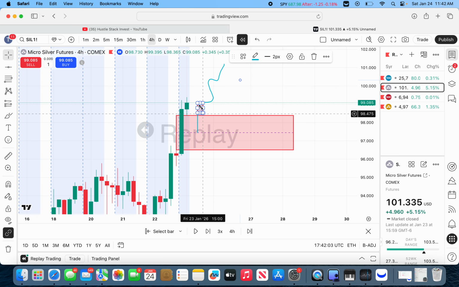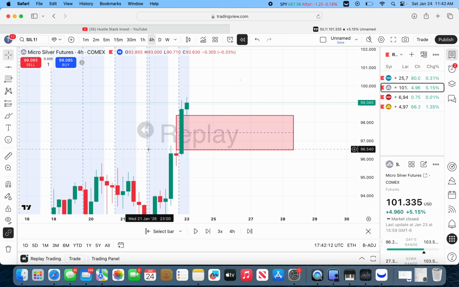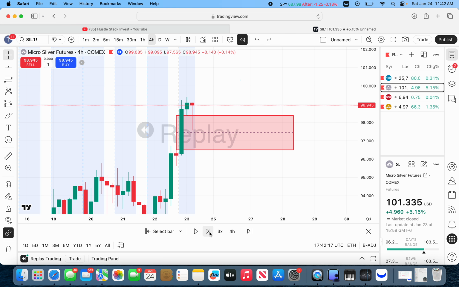So it tapped into that fair value gap. Now it's time to continue that uptrend. And at this point, right here, once price gave us a wick inside of this area, right? Boom, we will see, okay, cool. Price is rejecting. Price is reacting. This is a beautiful reaction off of a fair value gap. Price is now reacting off of this fair value gap. This is literally exactly what we want to see when it comes to these fair value gaps.